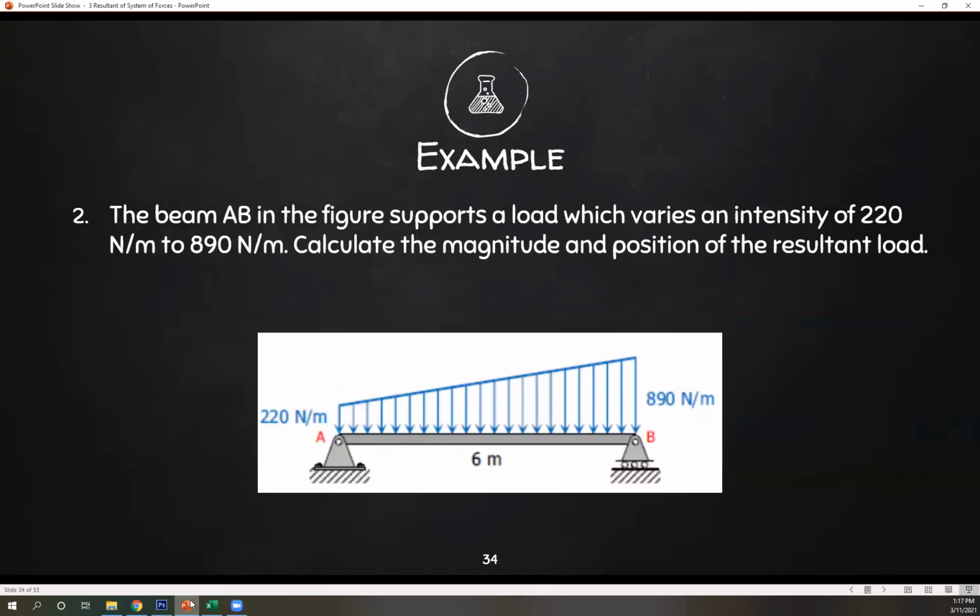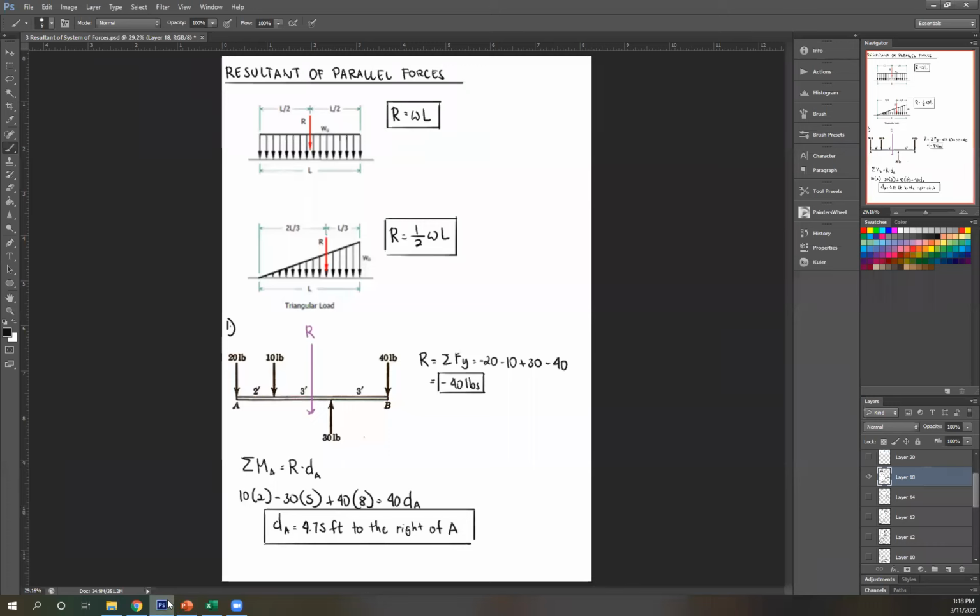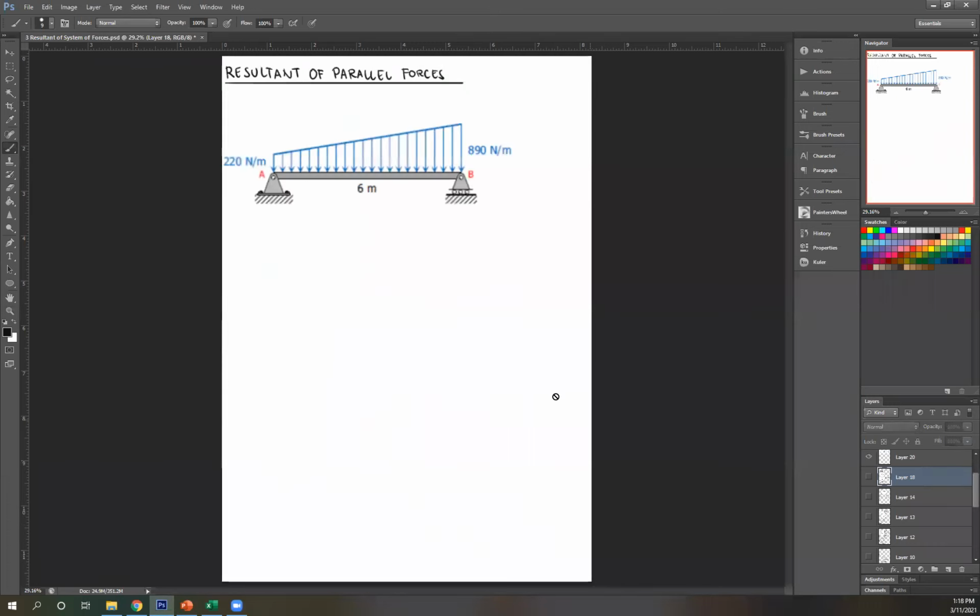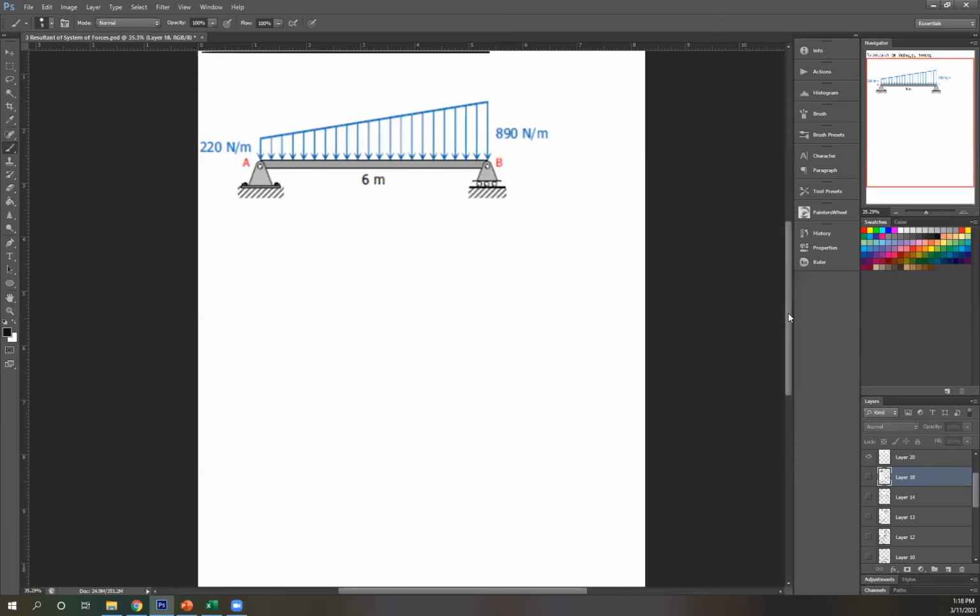Let's have this. The beam AB in the figure supports a load which varies in intensity from 220 Newton per meter to 890. So 220 to 890. Calculate the magnitude and position of the resultant load. So we're going to solve for magnitude and position, which is what we did earlier. So let's solve.